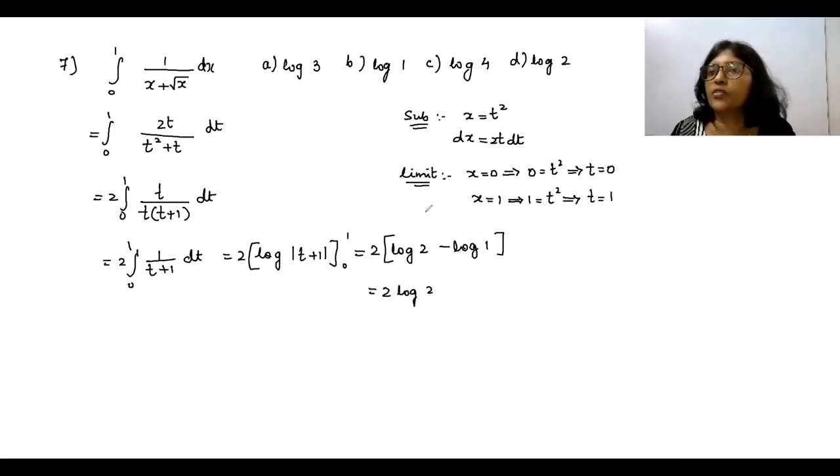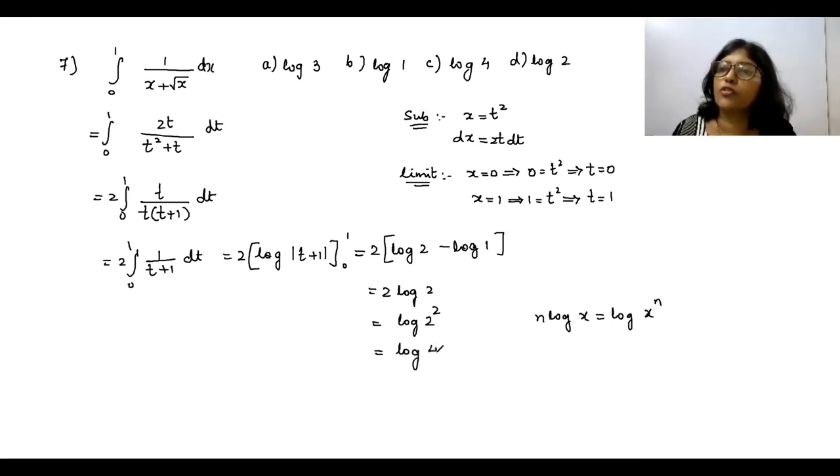Log 1 is 0. Now that is not one of the options, but we know that this 2 can be taken in the exponent here. That's a property of logarithm, that n log x is equal to log x raised to n. And so that comes out to be log 4. That's option C for us. Okay, well, let's move on to the next.